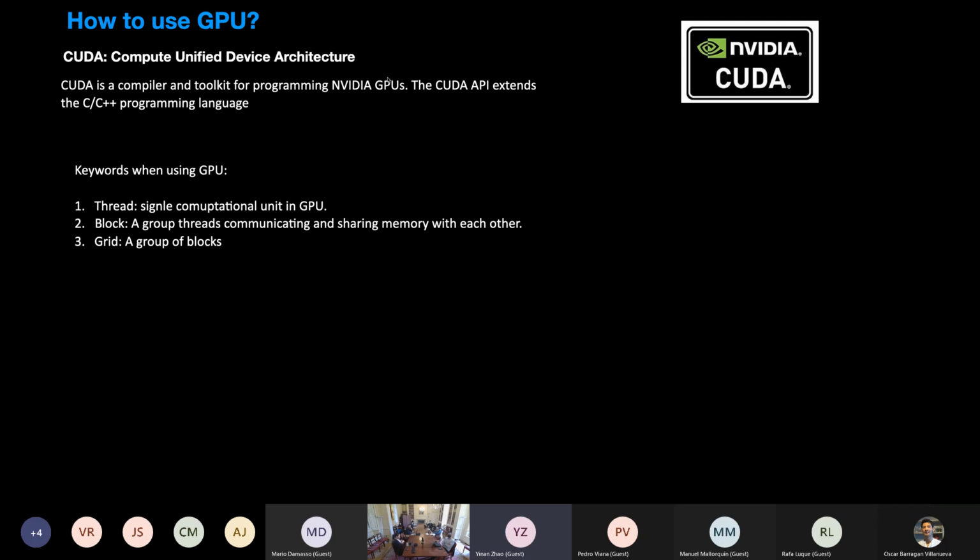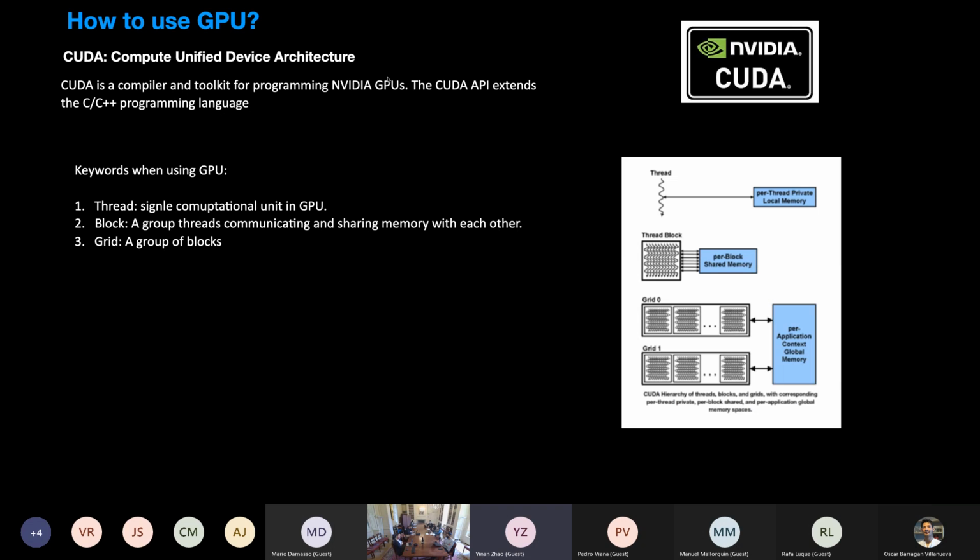All the threads in the same block can communicate with each other and share memory with each other. So that's the reason it can boost the computation of your algorithm. The next level is a grid. A grid is just a group of blocks. So here is the basic structure of the GPU: the building block is the thread, the upper level is the block, and then comes the grid.